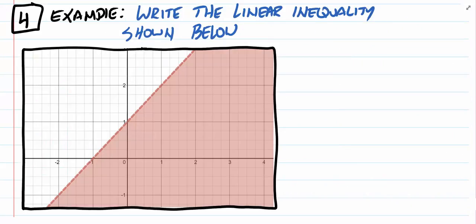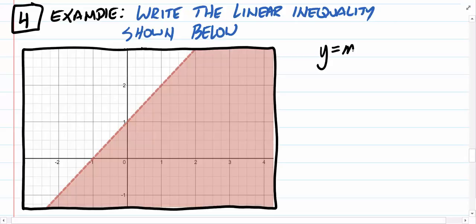Box number 4 is an example. It says write the linear inequality shown below. So I have a region here that's shaded, and I have a line that is dashed, and then I have a region that's unshaded. So the first thing I want to consider is that if I was going to just graph this line, it would have to be y equals mx plus b. Then I want to figure out what the slope and the y-intercept are. Well, the y-intercept is clearly 1, so I'd have y equals mx plus 1.